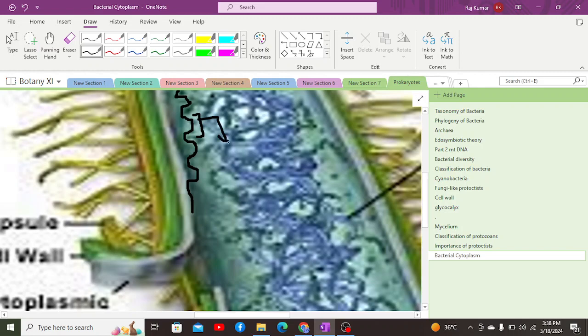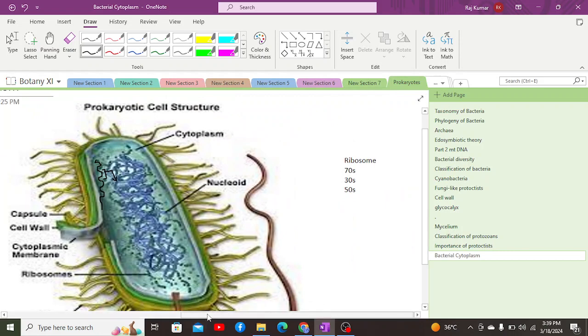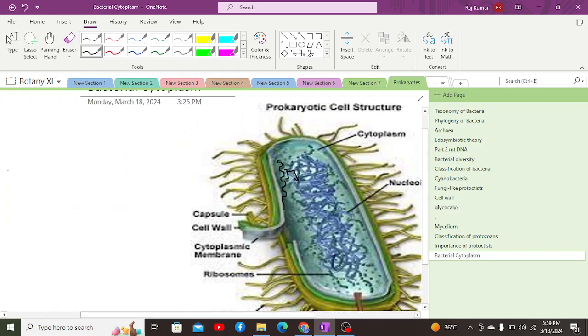These mesosomes are of two types: first the lateral mesosome, and second the septal mesosome. The septal mesosome is the one which basically involves DNA replication. As we know, the mesosome is associated with respiration as well as DNA replication and some other functions.